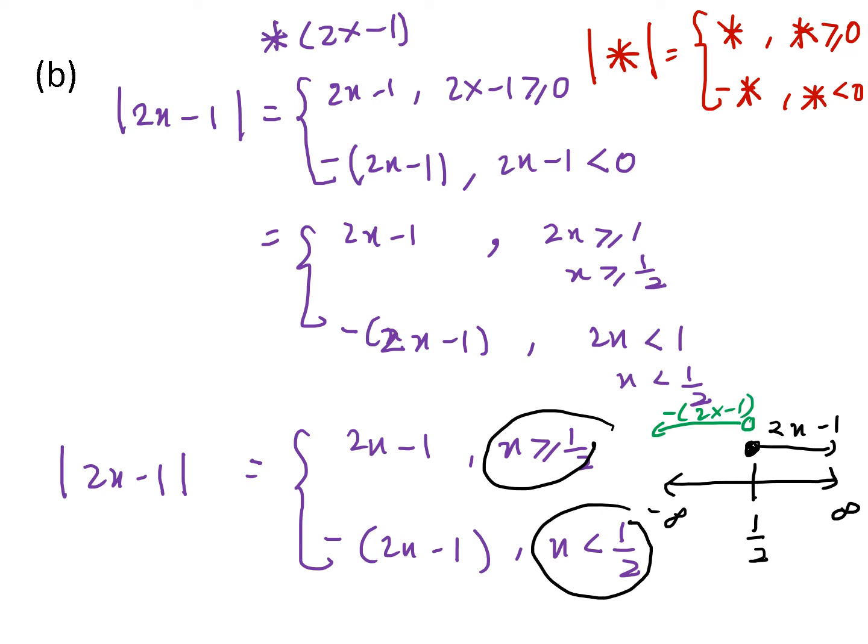Kenapa? Sebab nilai x, bila x kurang daripada 1/2, kita akan pakai function ni. Kalau nilai x yang diberi, dia bagi nilai x dia 100. So, kita akan pakai function 2x minus 1. Ikut kedudukan x tu. Kalau dia nak negatif 1, so kita kena pakai function atas ni. Kalau dia nak x dia 10, kita akan pakai function 2x minus 1. Alright?